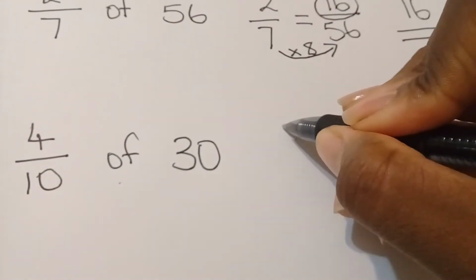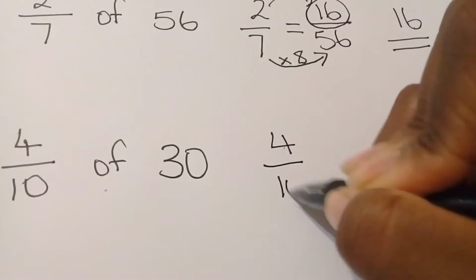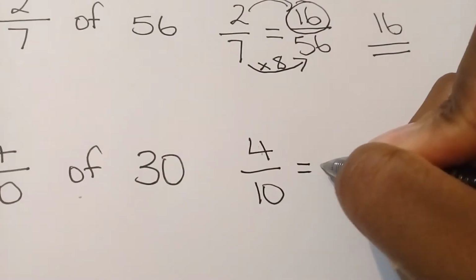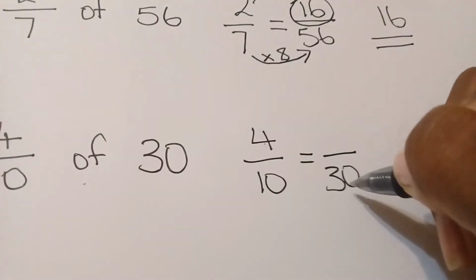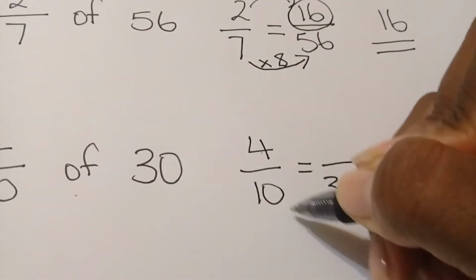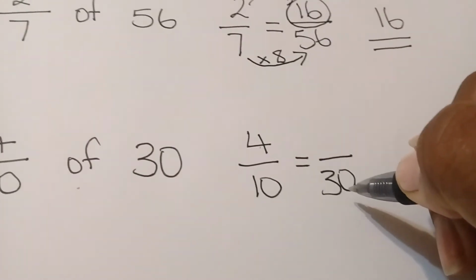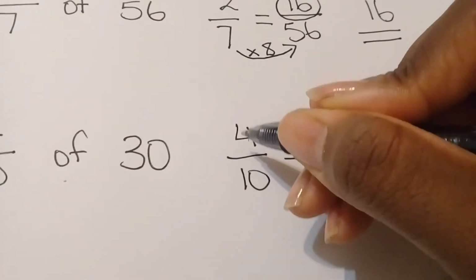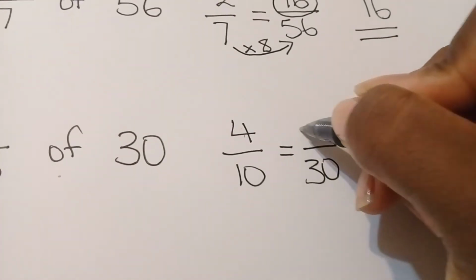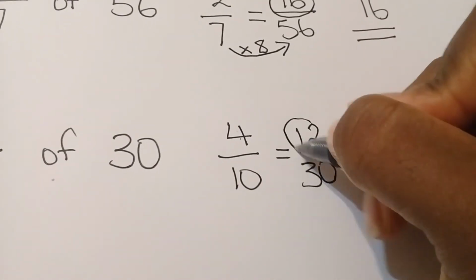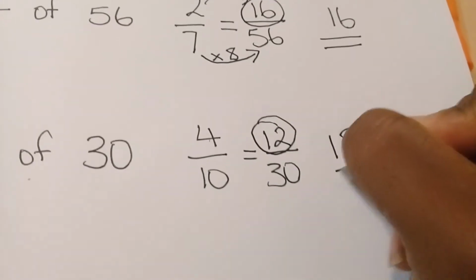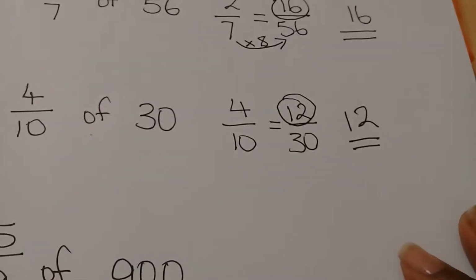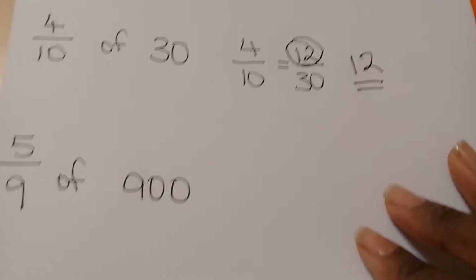Next one. 4/10 of 30. I'm going to give myself a new denominator and make it 30, because I want to find out what 4/10 of 30 is. So 10 to 30, I have to multiply by 3. So I'm going to do the same thing to the top. 4 times 3 is 12. My answer, 12. 12 pieces is 4/10 of 30.